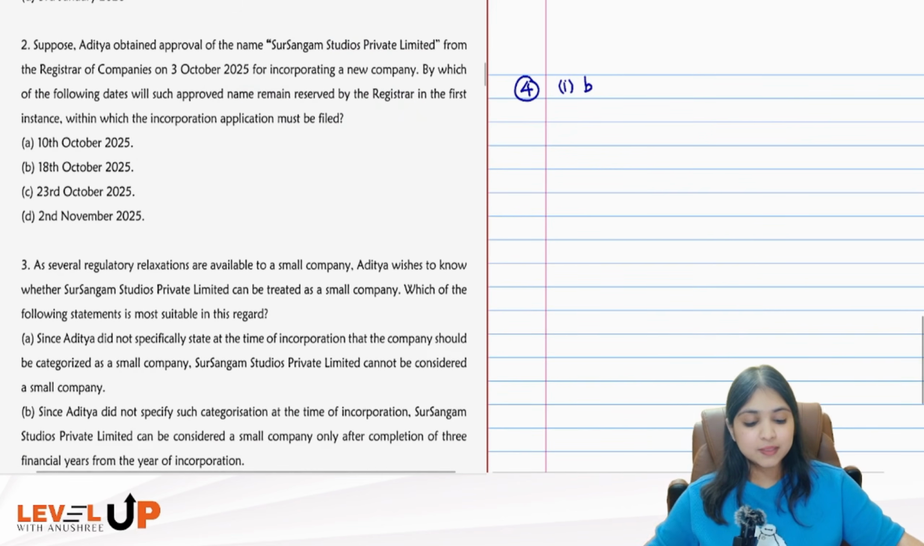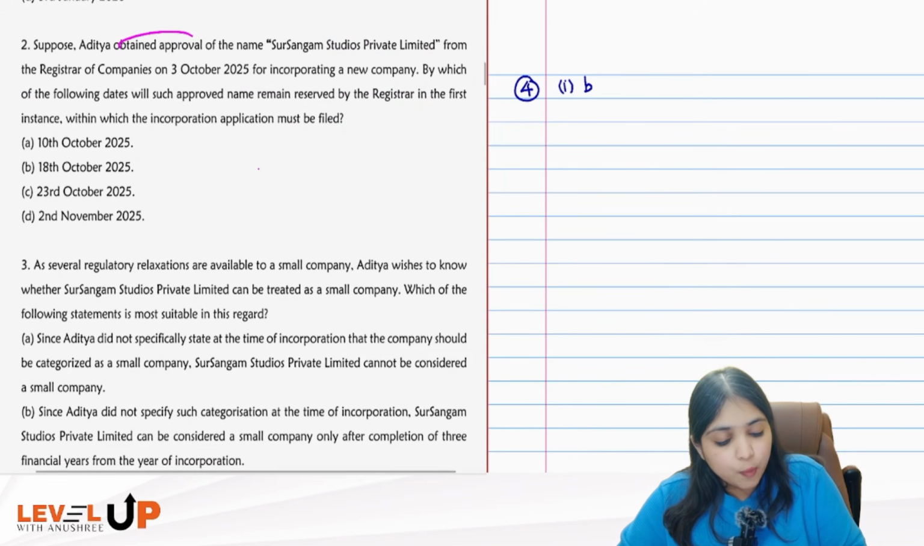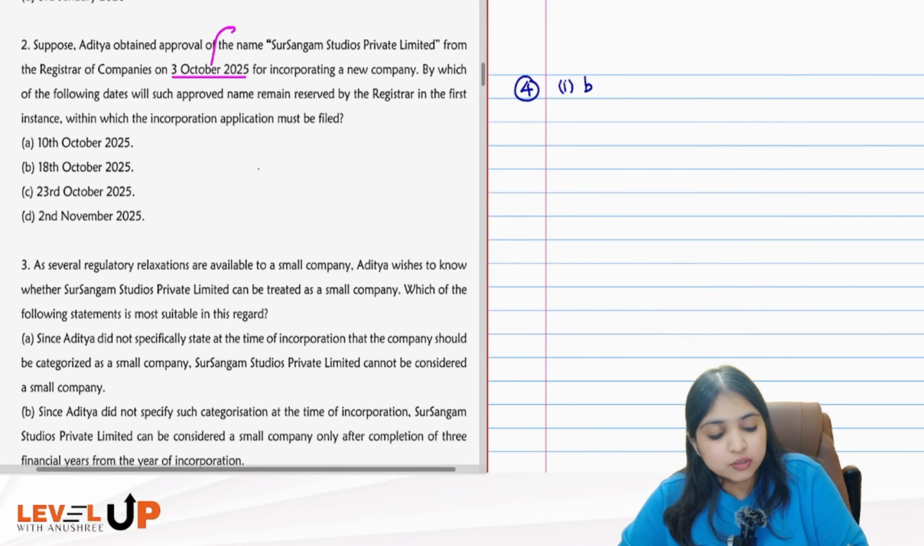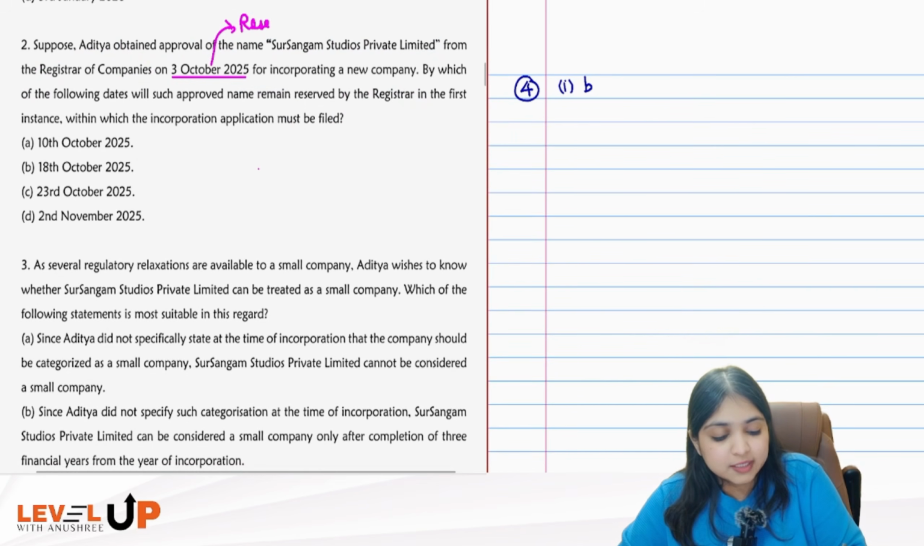Okay. Then comes the next question over here. Aditya obtained approval for the name Sursangam Studio Private Limited from the ROC on 3rd October 25. So this becomes the date of name reservation.